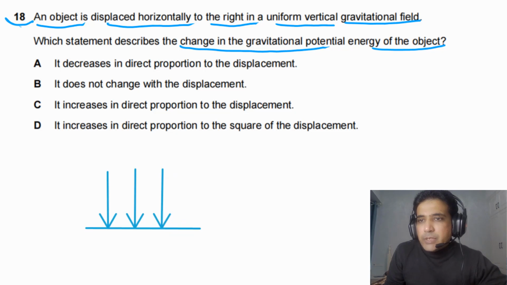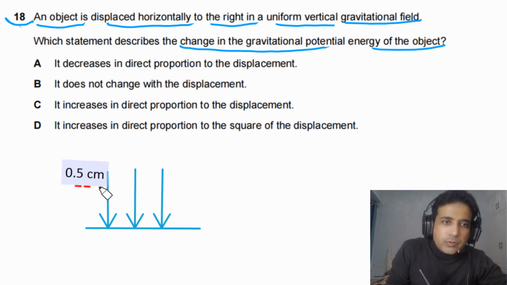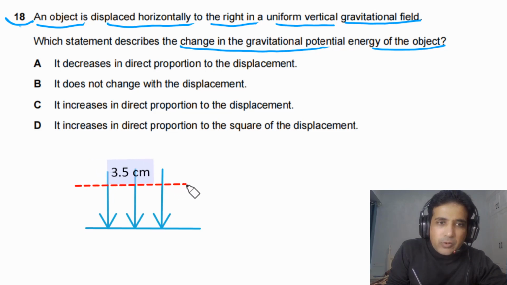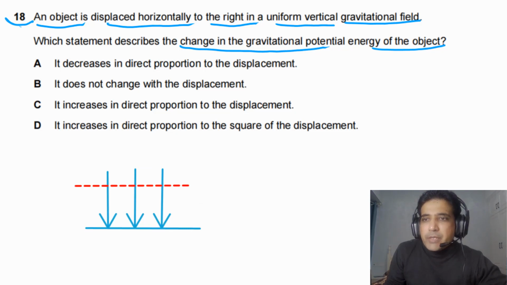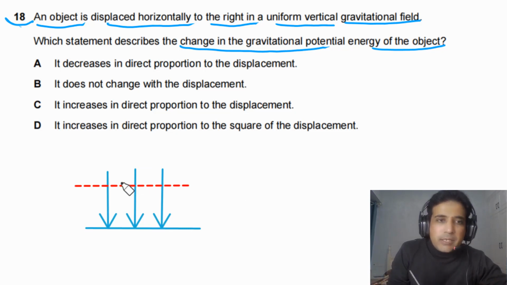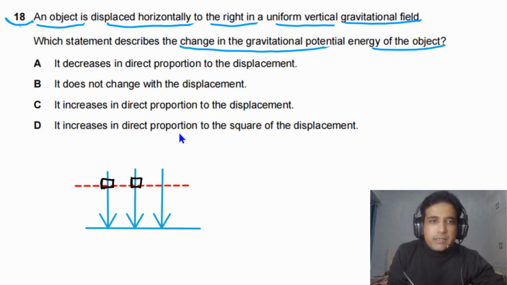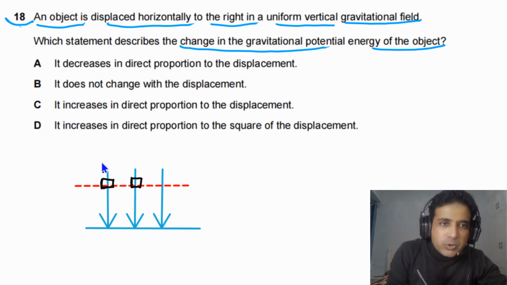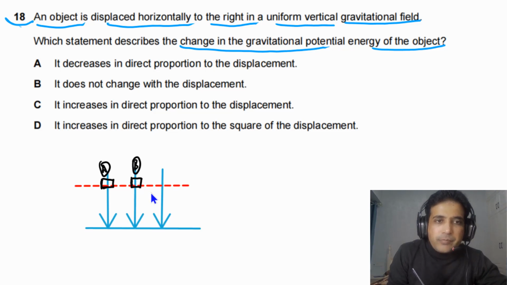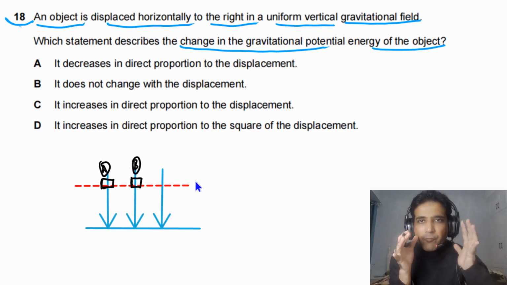Now we can draw one dotted line to show we move the object horizontally. This is at the same level, the height is the same. Now we place a mass here, and we move this mass to the right to this location. Let's say this is position A and this one is B. In this case, is any work done by gravity or not?